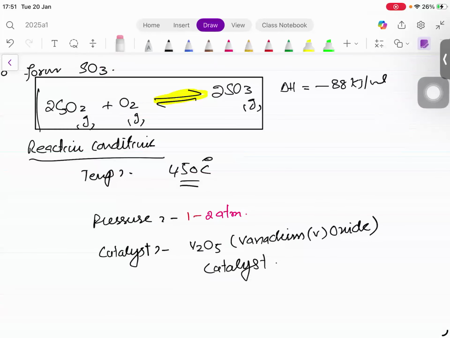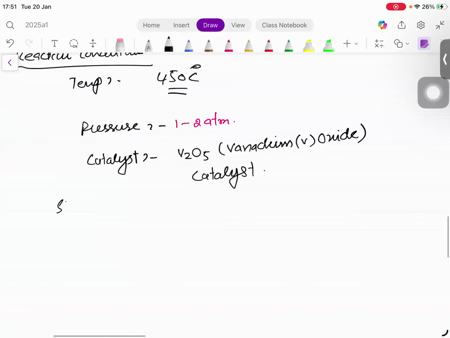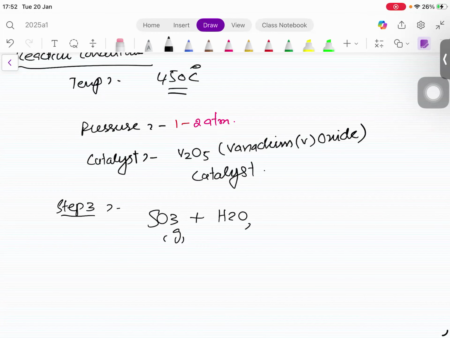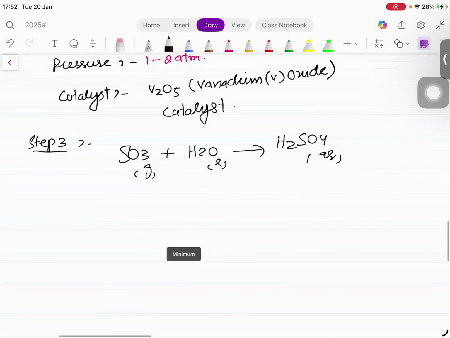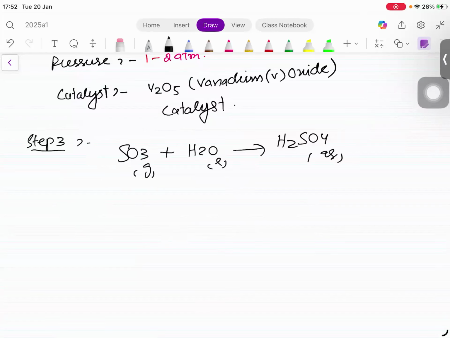Now step 3. This sulfur trioxide gas that is prepared, if you add it into the water, it gives you H2SO4. You know, sulfur trioxide added into the water gives sulfuric acid. This is what we were preparing for, but there is a problem with this, because the reaction is happening on a large scale.